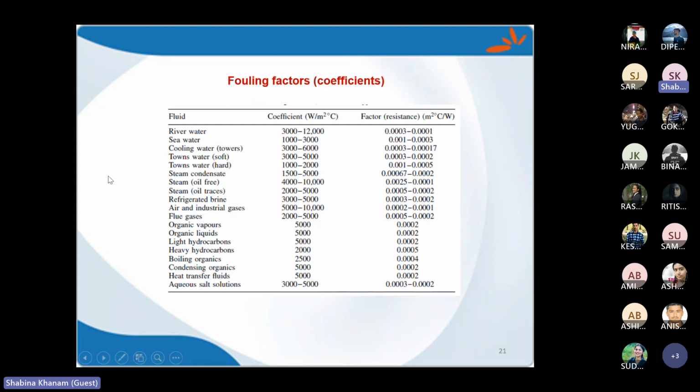Now for any fluid, let's say if you are considering cooling water, there is a range. So how do you need to fix the value? Any value in this range you can choose, but the better approach is to choose the average one in the range. So that you need to consider. So this is about the dirt factor and overall coefficient.